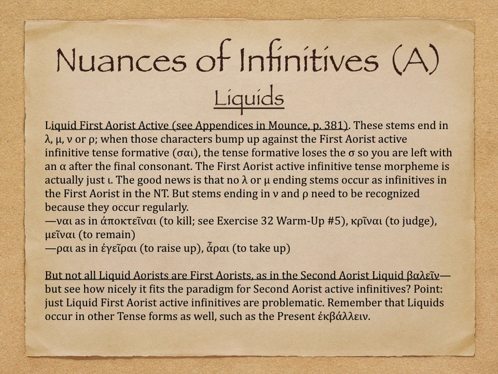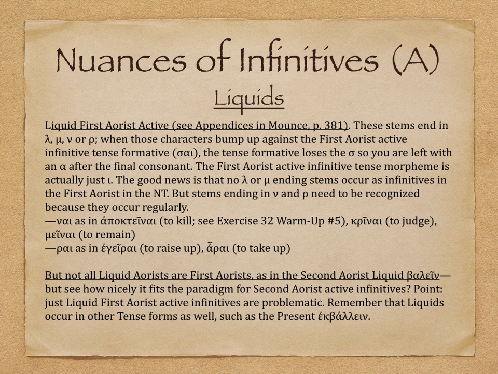The tense formative loses the sigma, so you're left with just an alpha in that consonant. The first aorist active infinitive tense morpheme is actually just the iota, as I mentioned earlier. And so what we'll have here is that iota standing by with the alpha and the nu or mu, or the nu or rho, as our ending.